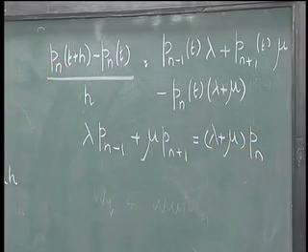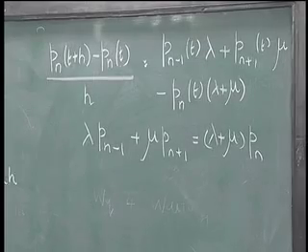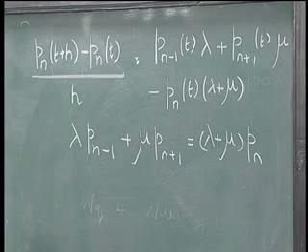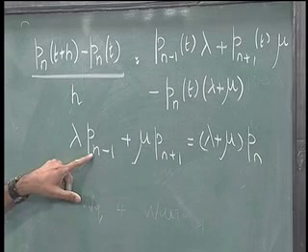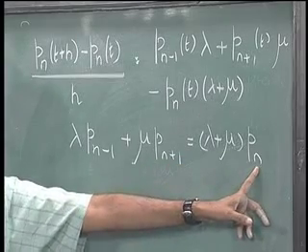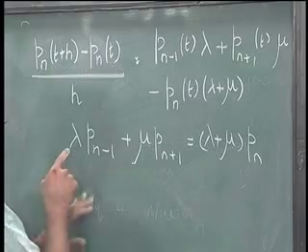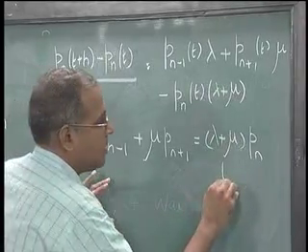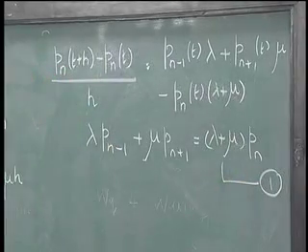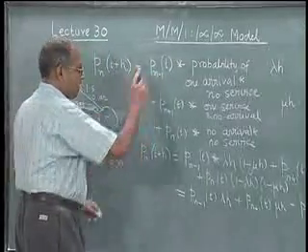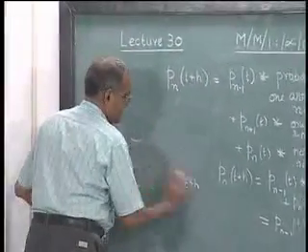So, P n plus 1 represents the steady state probability that there are n plus 1 people in the system, P n minus 1 represents the steady state probability that there are n minus 1 people in the system, and P n represents the steady state probability that there are n people in the system. The equation joining them is lambda P n minus 1 plus mu P n plus 1 is equal to lambda plus mu into P n. So, we call this equation number 1. Now, we go back and make a slight difference here, and then we derive one more expression, which is this.